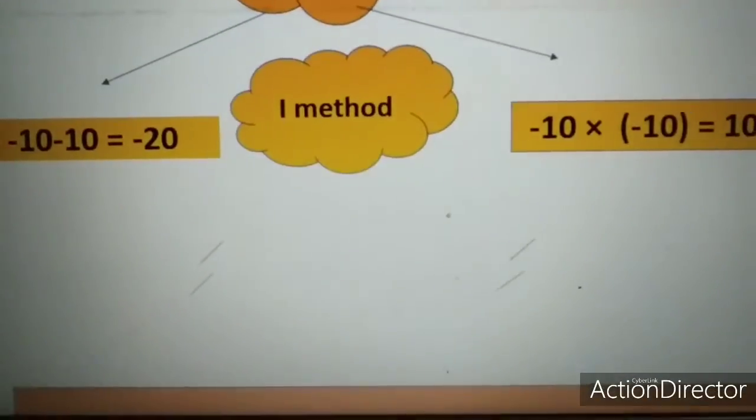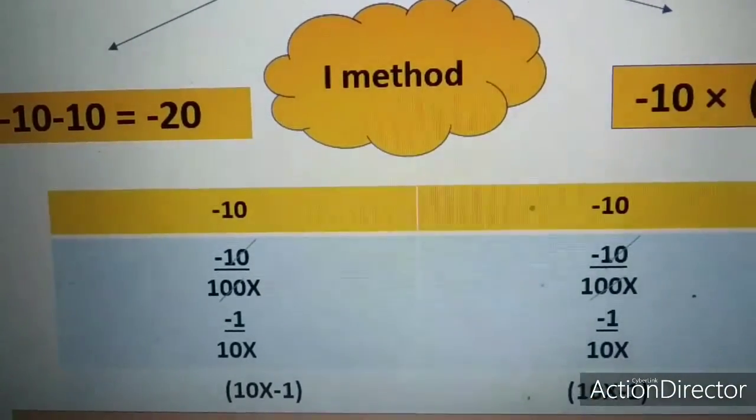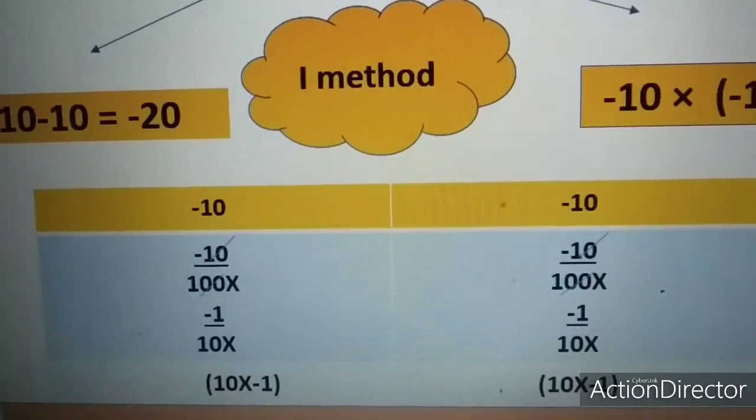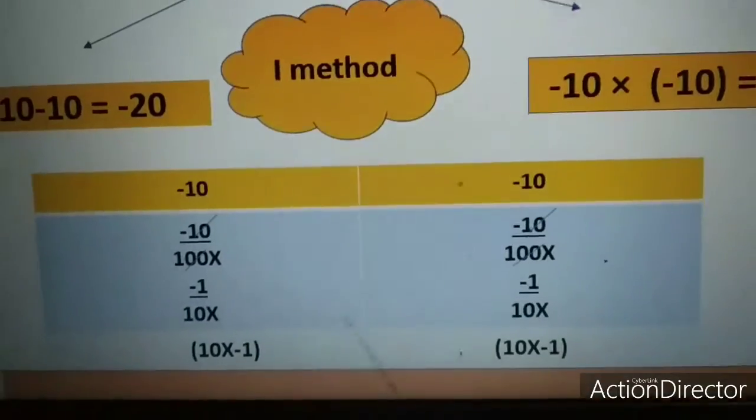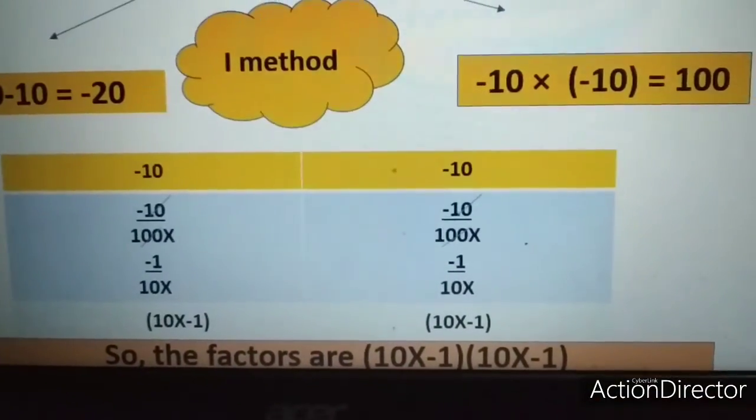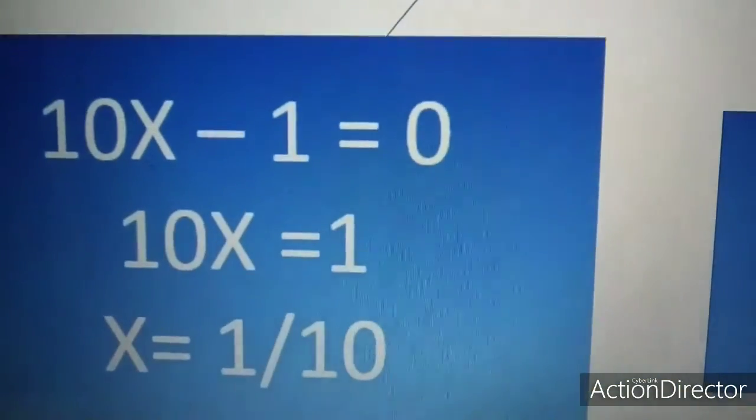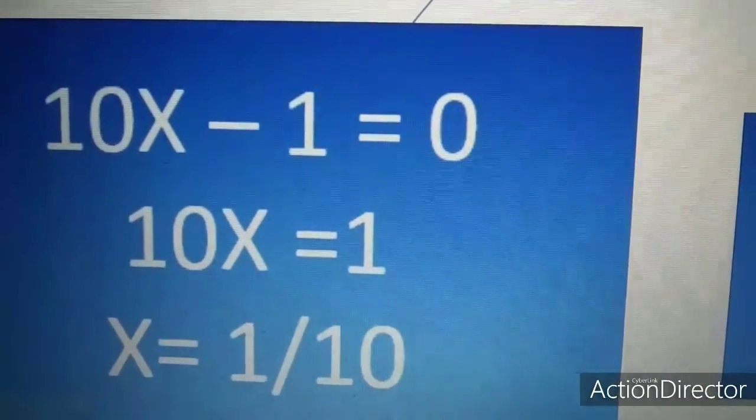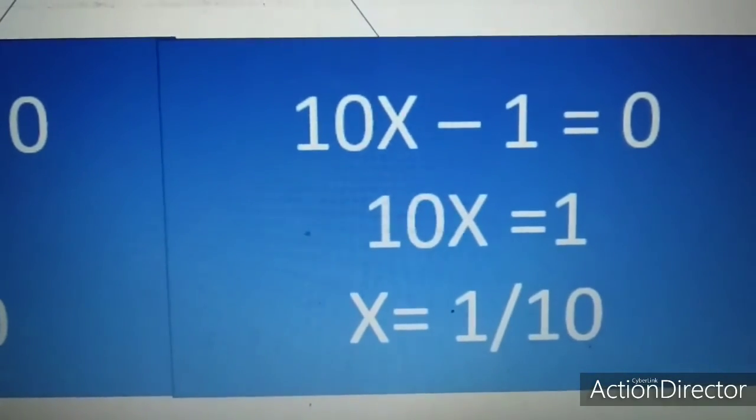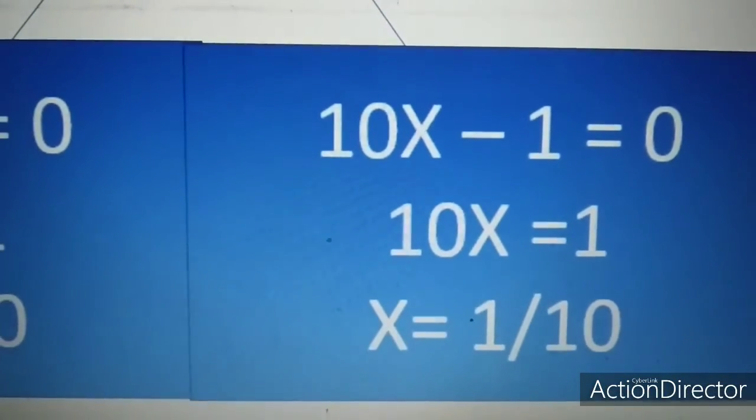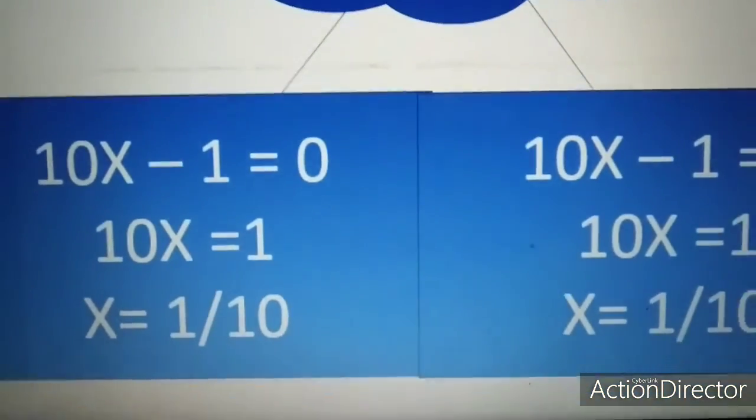Verifying by the I method. So two factors are minus 10 and minus 10 divided by 100x. So I will be getting minus 1 upon 10x. Here also minus 1 upon 10x. So my answer will be 10x minus 1 into 10x minus 1. So let me find the solution. 10x minus 1 is equal to 0, or 10x is equal to 1, or x is equal to 1 upon 10. And the second one is 10x minus 1 equal to 0, 10x is equal to 1, and x is equal to 1 upon 10. So these are the two roots of this quadratic equation.